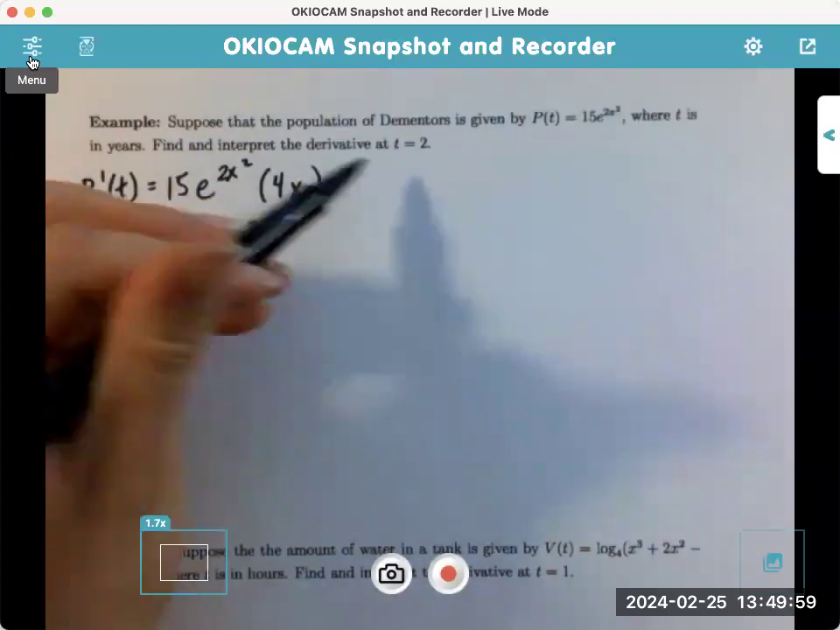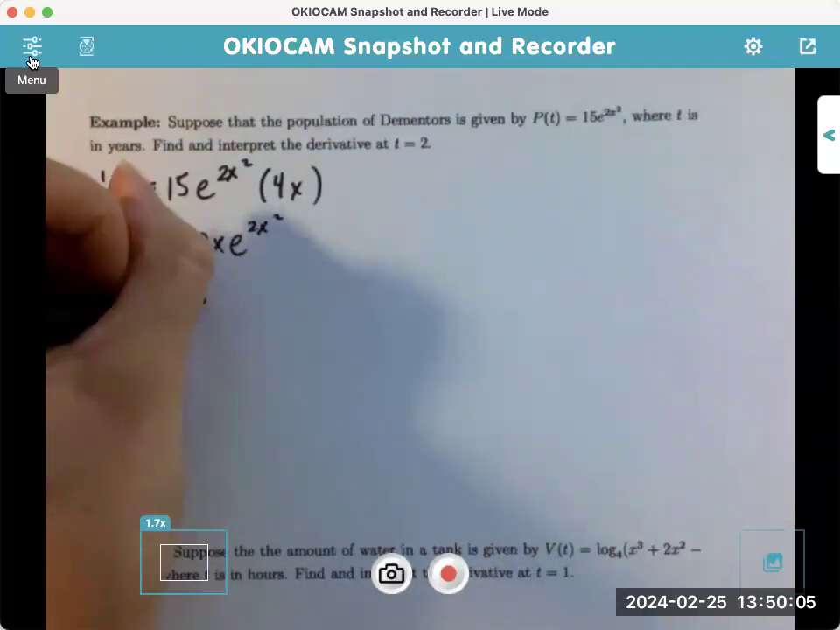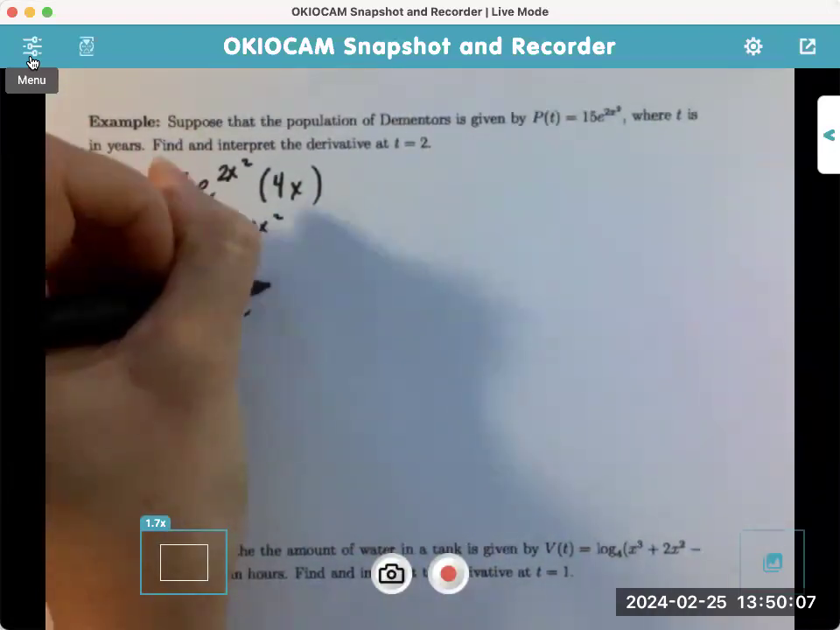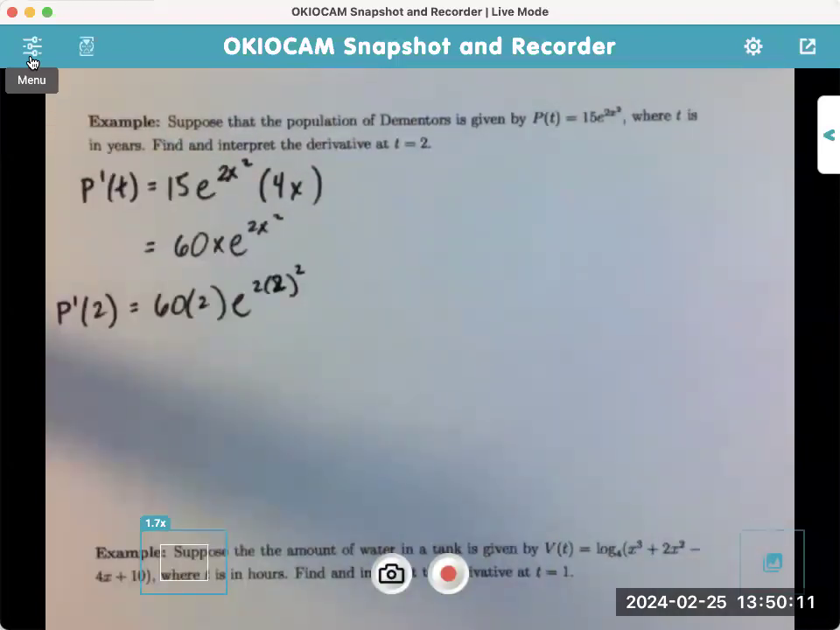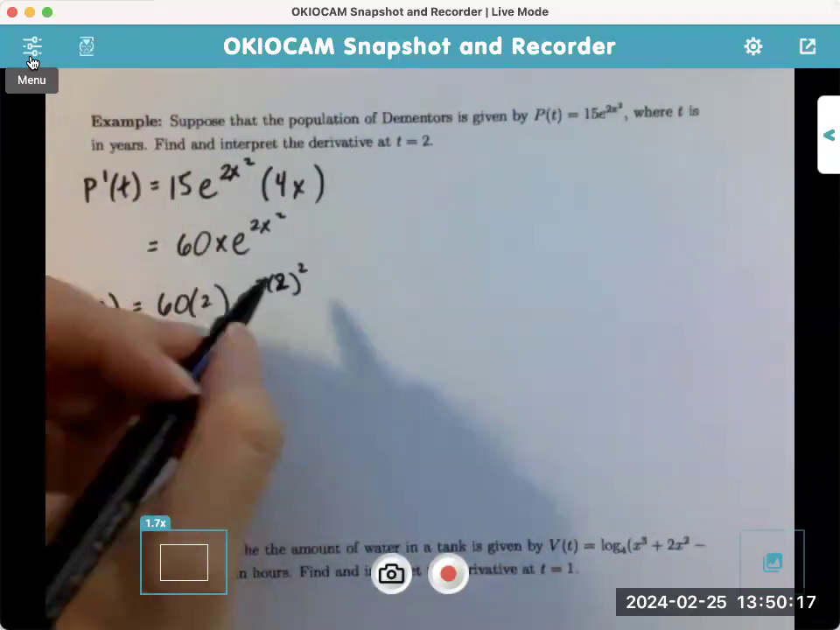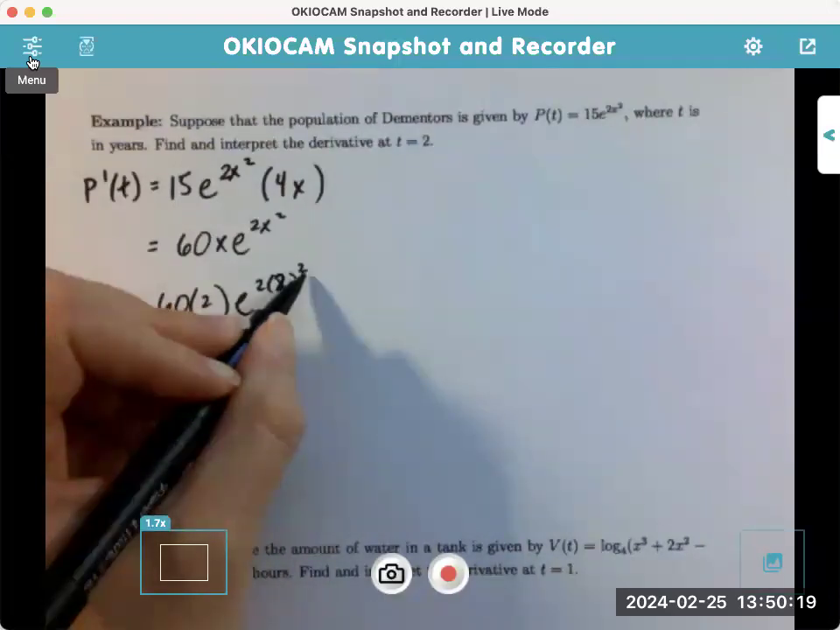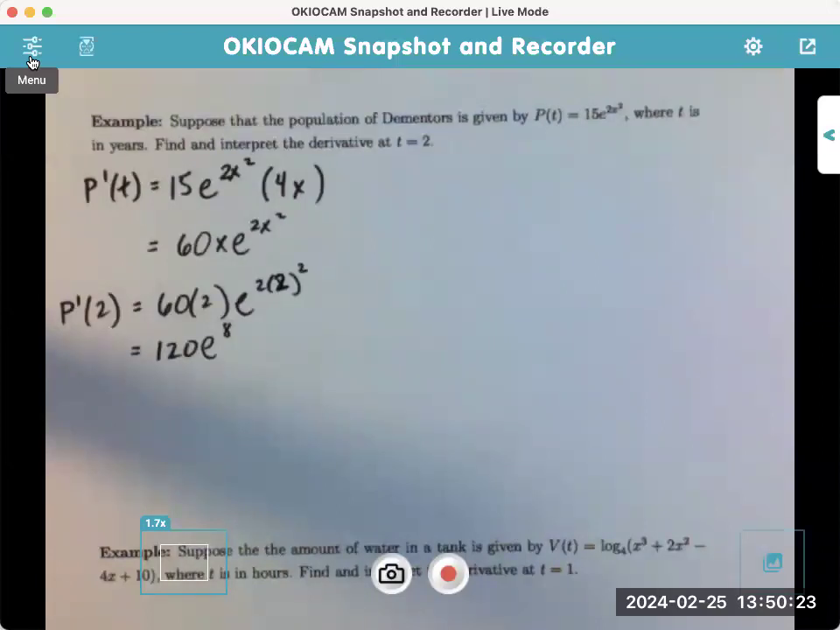Now it says find at t equaling 2. That's just P prime of 2. I'm just going to pop in 2 appropriately. So 60 times 2 is 120. 2 squared is 4 times 2 is 8. So it's just 120 e to the 8.